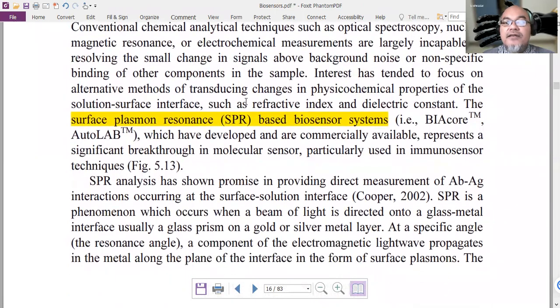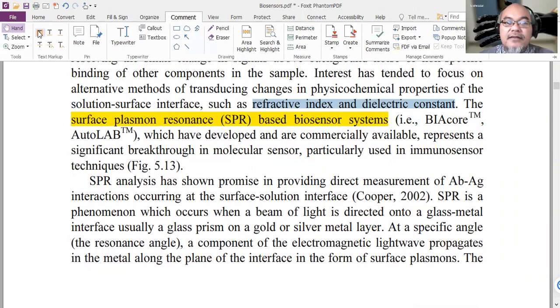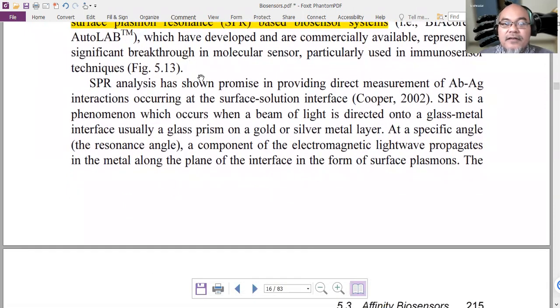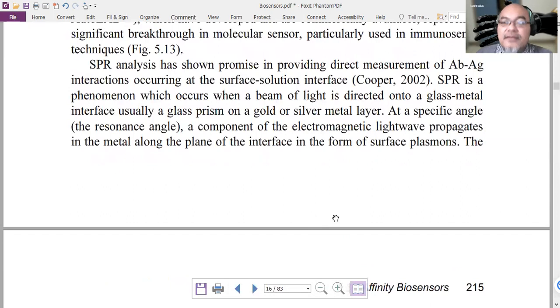This is related to the refractive index and the dielectric constant of the surface. It is already commercially available, albeit still very expensive, so it will be interesting if we can make it ourselves. This presents a significant breakthrough in molecular sensors, particularly in immunosensor techniques. It has shown promise in providing direct measurement without having to label the sample.